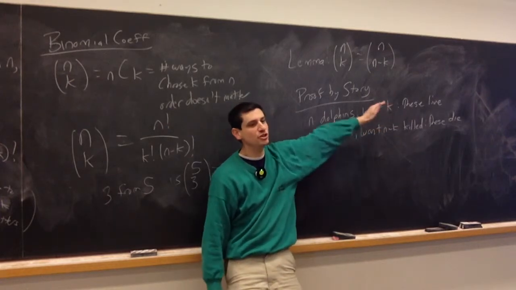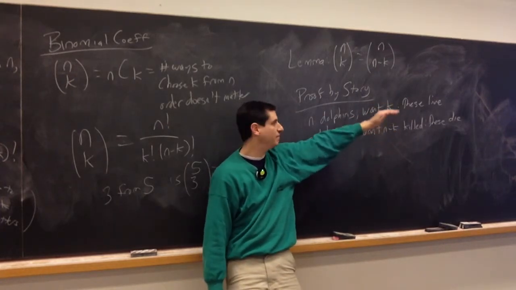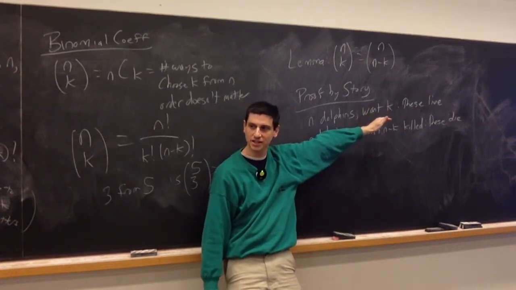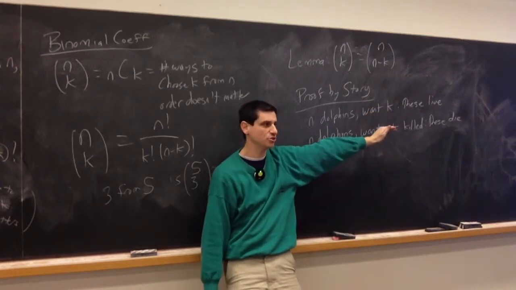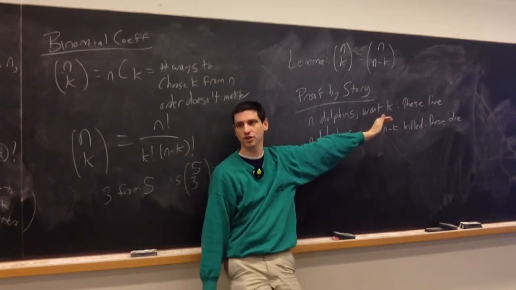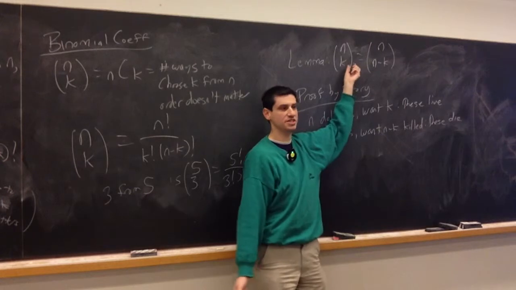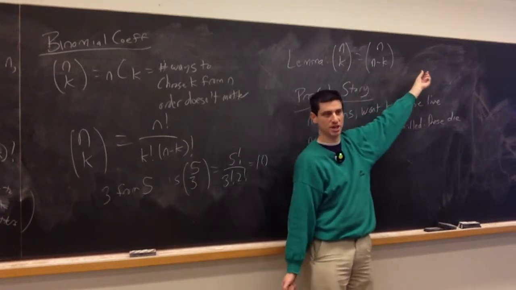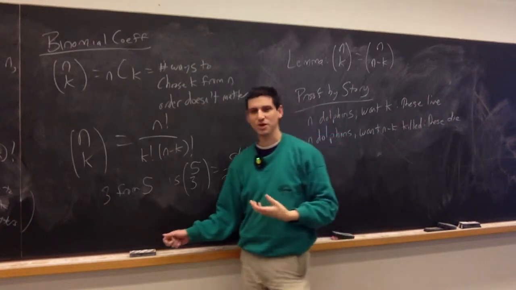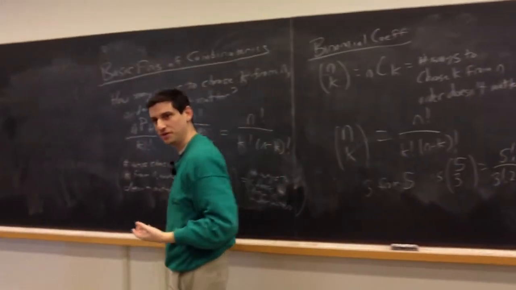I claim these two are essentially the same event. If I'm choosing k dolphins to save and the other n minus k are dying, that's the same as choosing n minus k dolphins to be killed and the remaining k live. So choosing k to save is the same as choosing n minus k to die. It's just a matter of which perspective you take and how it's viewed.